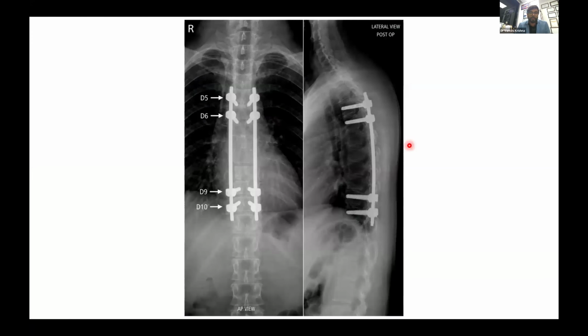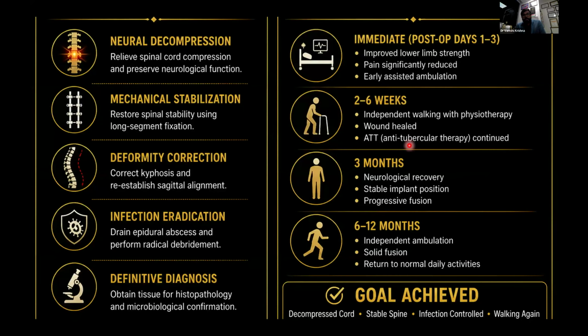We evaluated everything. We went ahead with laminectomy at D7, D8 and fixed with D5, D6 and D9, D10. Our goals of surgery were neural decompression, mechanical stabilization, deformity correction, eradication of the infection, and definitive diagnosis. Once the tissue was confirmed as tuberculosis, we started ATT and continued it. Within 3 months there was neurological recovery, and at 6 to 12 months there was independent ambulation, solid fusion was present, and he returned to normal daily activities.